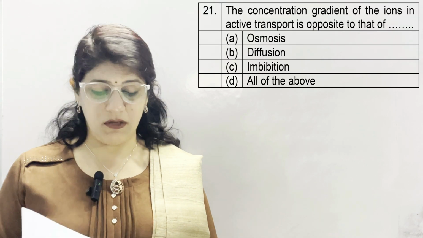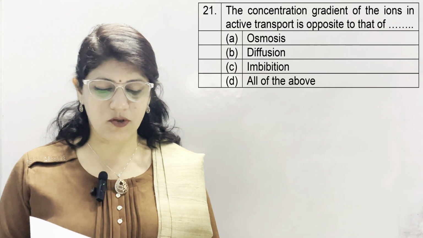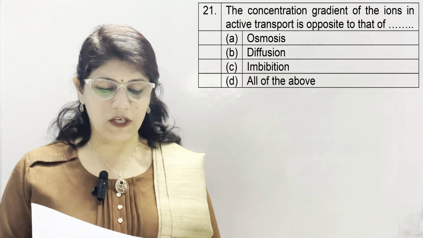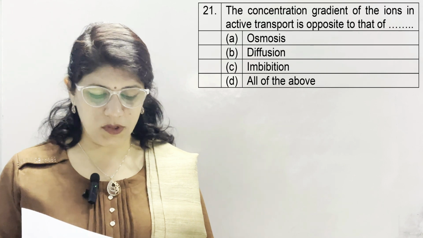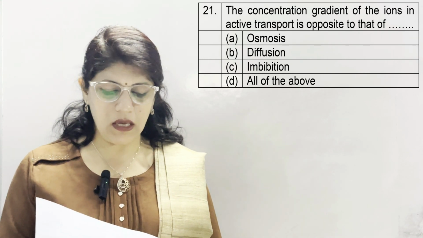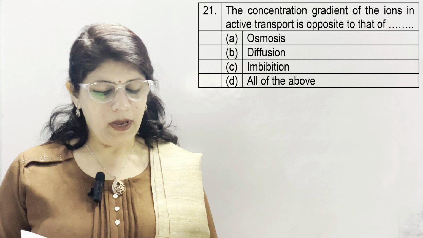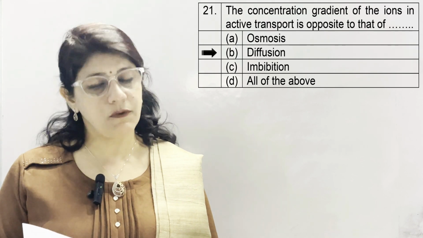In question number 21, the concentration gradient of the ions in active transport is opposite to that of A option osmosis, B. Diffusion, C. Imbibition, and D. All of the above. And the correct option is B, which is diffusion.